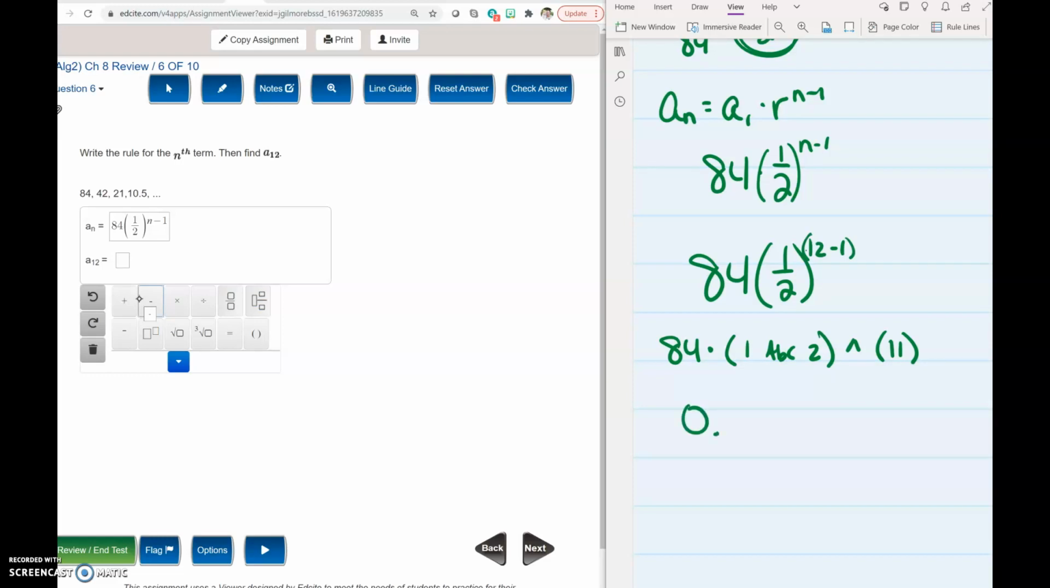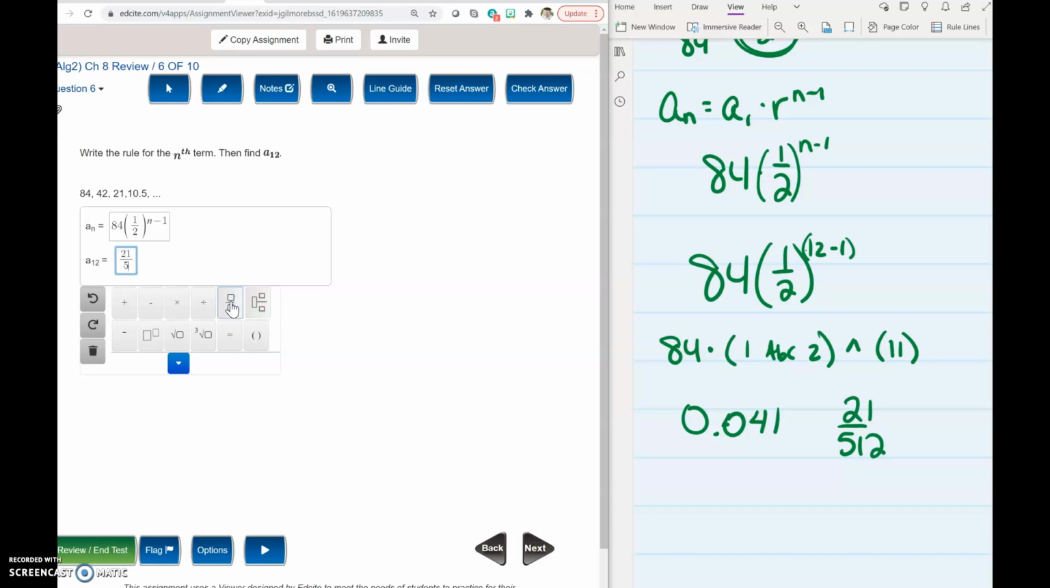If you get a decimal, it's 0.041 and it keeps going. If you get a fraction, it is 21 over 512. The cool thing about this being a number entry is that it will accept either of those. So I can put in fraction 21 over 512, or I can enter 0.041. Quite frankly, I can just type in 0.041 without the 0 in front. It will accept that all as correct.